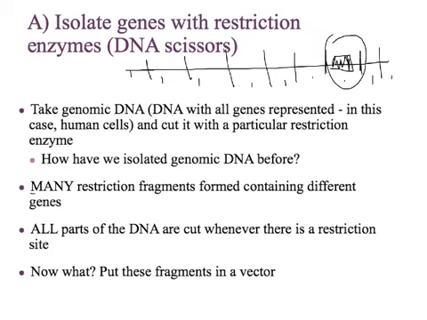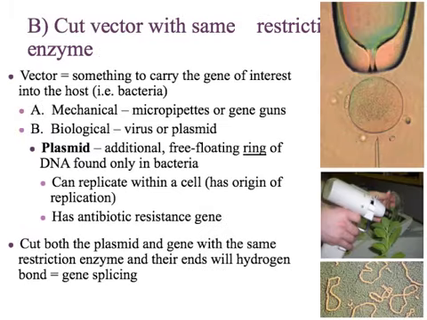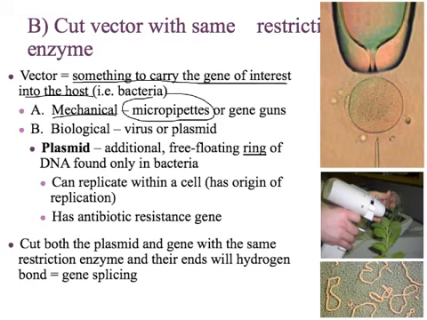Okay, so I formed many restriction fragments. So restriction fragments, what we call a little piece of DNA, are formed, and they all have different genes inside of them. Okay, so now what we do is we put all of these fragments into what we call a vector. So what a vector is, is just anything that can carry our gene of interest. Okay, so there are mechanical vectors. We aren't going to talk about these much, but there are going to be things like micropipettes, so little bitty pipettes that you can actually use to inject genes into cells. Or gene guns, which are literally like high-powered guns that shoot DNA at high speeds into cells.